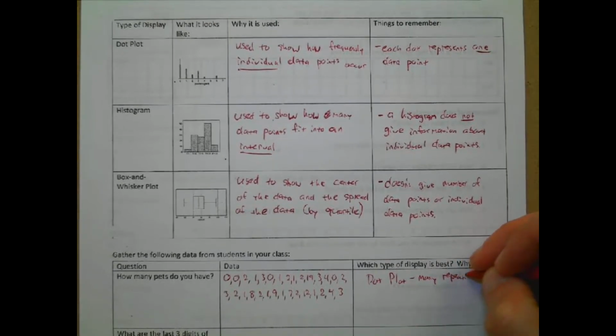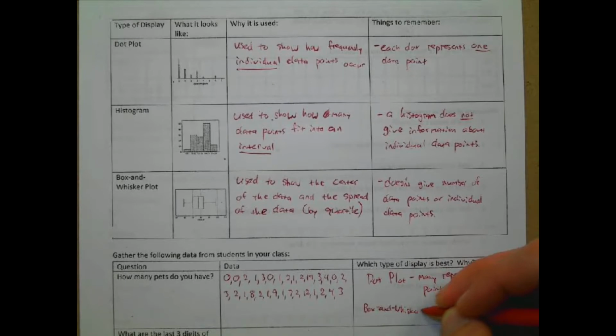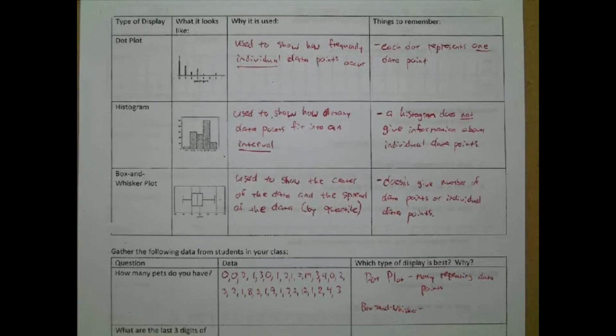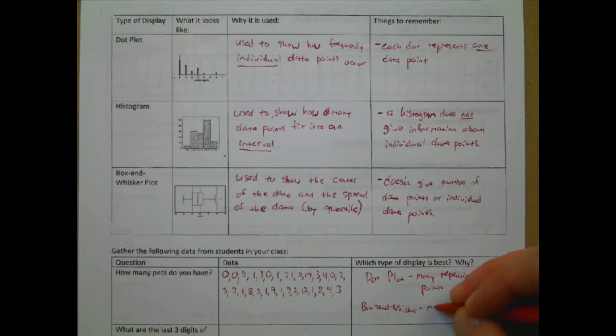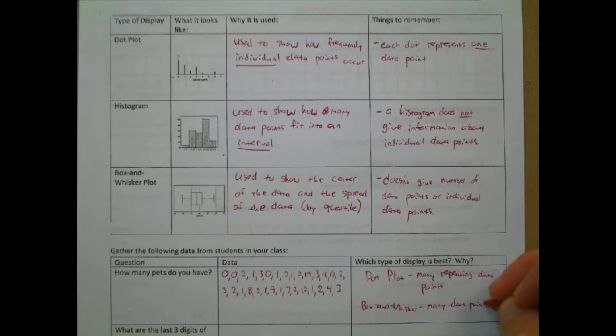Okay, so many repeating data points. Or box and whisker. Why would we say box and whisker plot there? Just there's many data points.